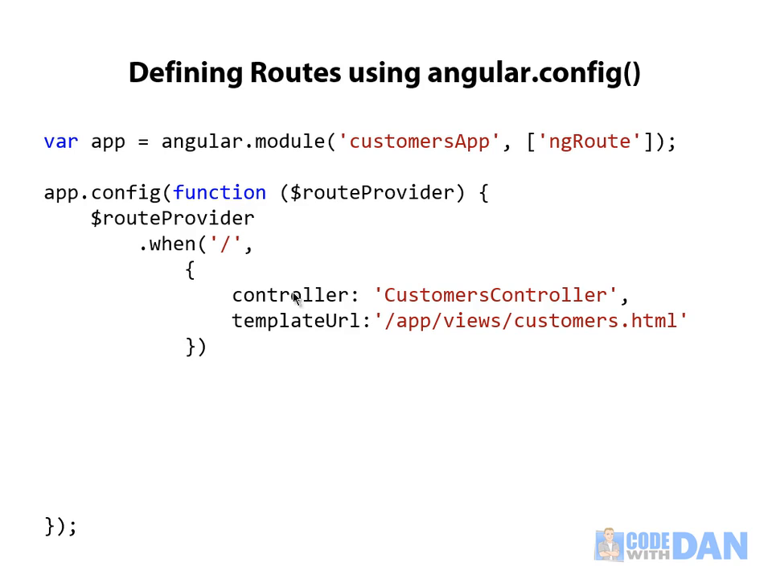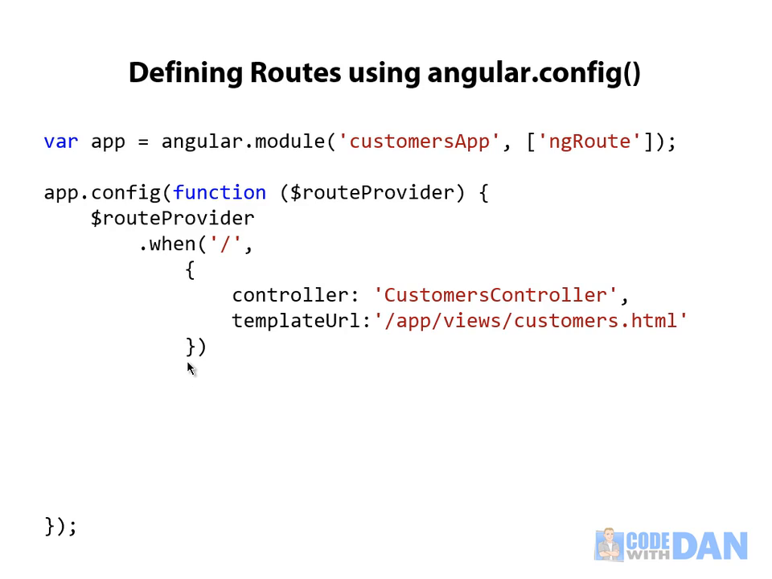So it looks like this. We can say route provider.when, and then the first parameter here is going to represent our path. Now in this case, you can see it's just the root, and you'll see in a moment we can actually add other names here and values if you'd like. And then you give it an object literal.